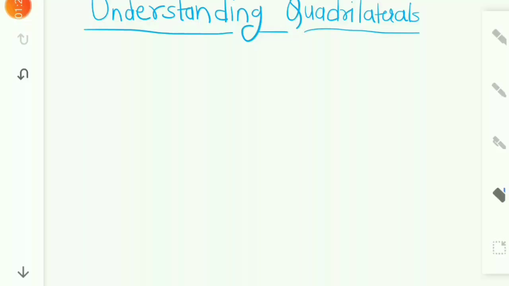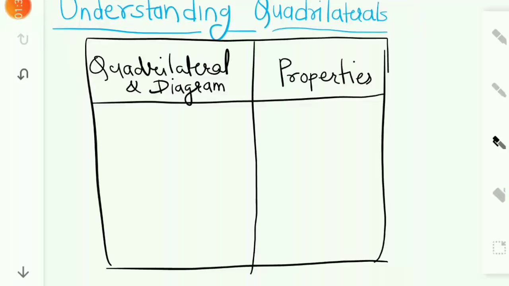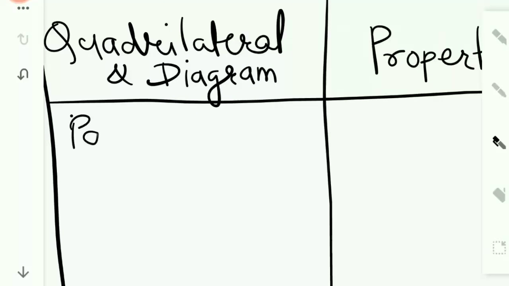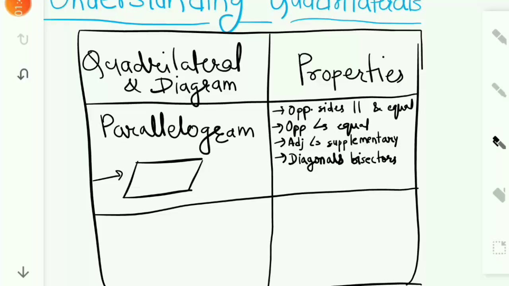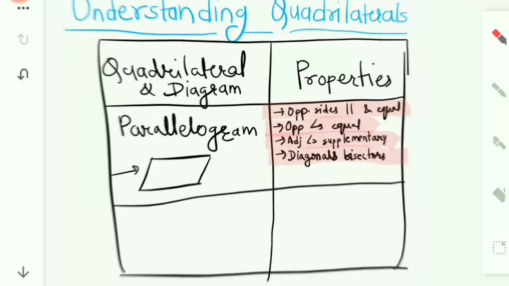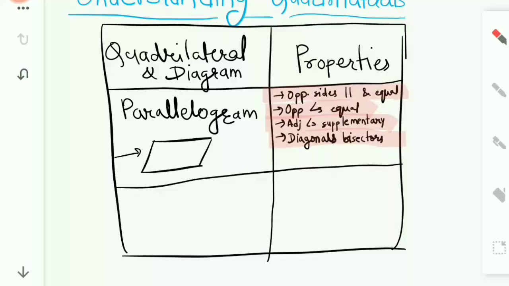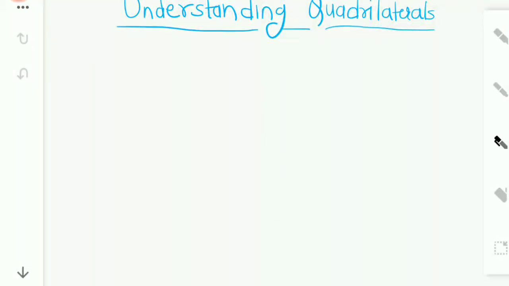Now you can solve all the exercises from the NCERT book and NCERT exemplar. Before you do that, make a chart of this type. In one column, you write quadrilateral and diagram. That is, if I have here parallelogram, you draw the diagram and you write all the properties. Okay, so do this for all the quadrilaterals and you will have easy to look at properties at hand on one page. So that's it for quadrilaterals.